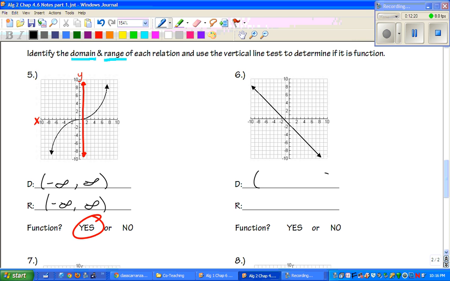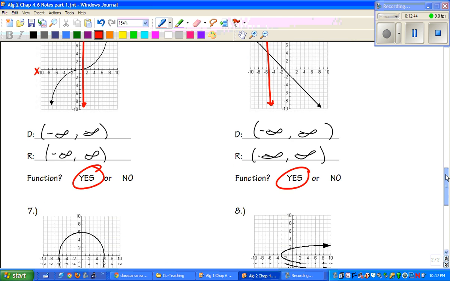Okay. Now let's look at the next one. The domain and the range, does it have an end? No. Okay. This thing keeps going on the x-axis and on the y-axis. There's no stop to it. Okay. And I'm only going to draw one line this time. Let's see if it passes. What do you think? It does. So is it a function? Yes.